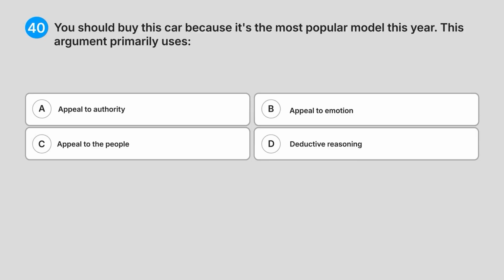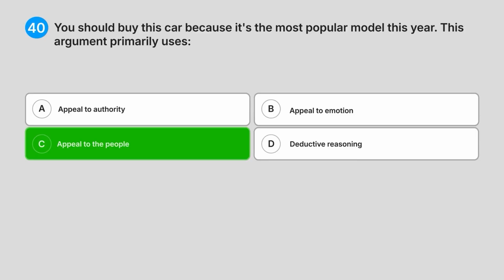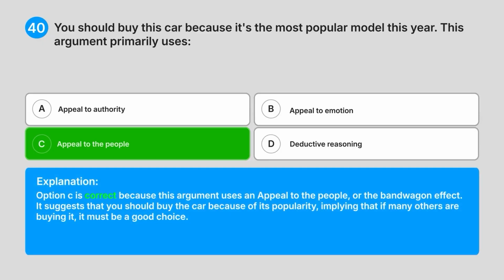Correct answer, C. Appeal to the people. Explanation. Option C is correct because this argument uses an appeal to the people, or the bandwagon effect. It suggests that you should buy the car because of its popularity, implying that if many others are buying it, it must be a good choice.